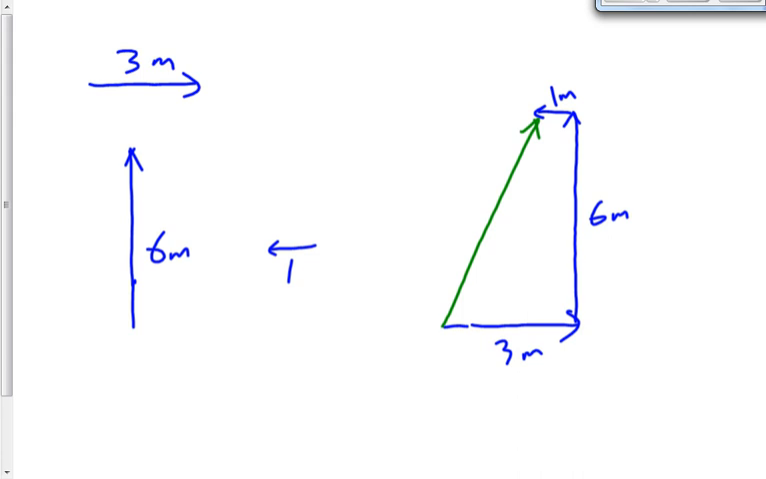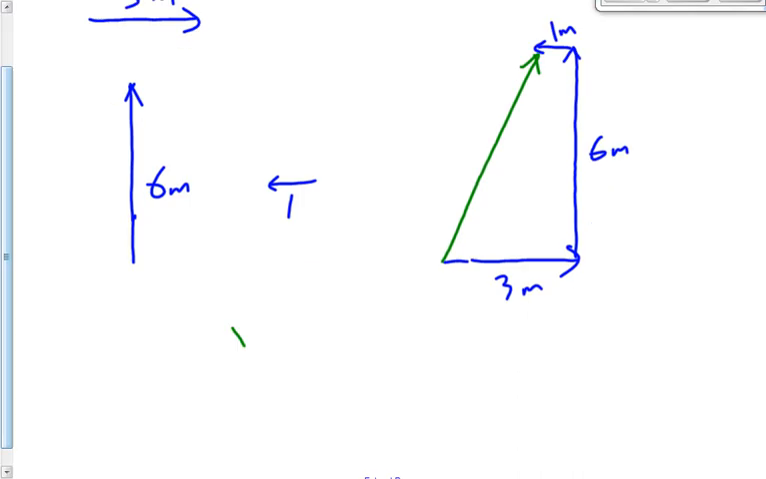But it doesn't help us directly in solving for the resultant vector because it's not a triangle. So what we have to do is get a triangle out of it, a right angle triangle out of it. How do we do that? Let's break them up into x's and y's.